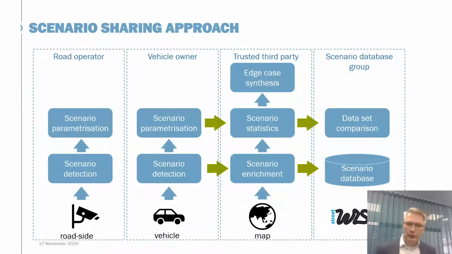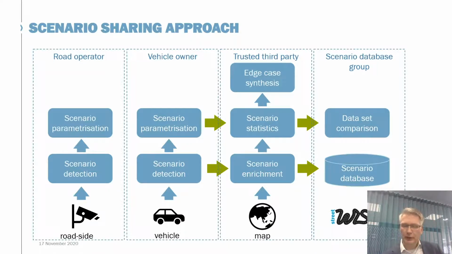So if we combine all this, we do this with partners naturally, and we see quite some activities going on. The process is to detect scenarios and do the calculations as locally as possible. Meaning that if we have roadside detection, we try to do the scenario detection and parameterization at that location or in that business context, and only share the results to a trusted third party like TNO. The same with vehicle owners. You want to process and detect your scenarios locally at the company, do the parameterization locally, and only share the outcomes, not the driving data.